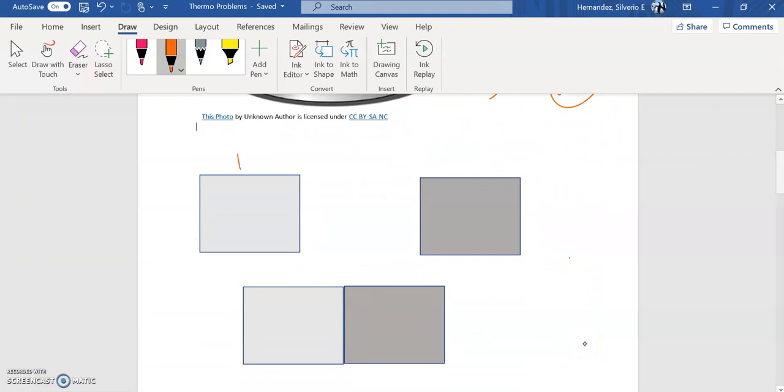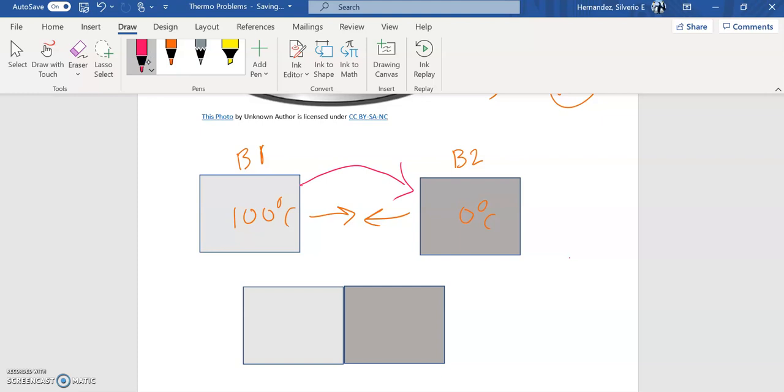And let's just say that this was block number 1, and the darker one is block number 2. Let's say that block 1 is at 100 degrees Celsius. Block 2 is at 0 degrees Celsius. You can see that block 1 is much higher in its temperature than block 2. And let's say I'm going to put these two close together to where they're side by side. Because block 1 has a higher temperature, it's going to transfer its energy spontaneously over to block 2 until they are the same temp. So let's just keep this simple.